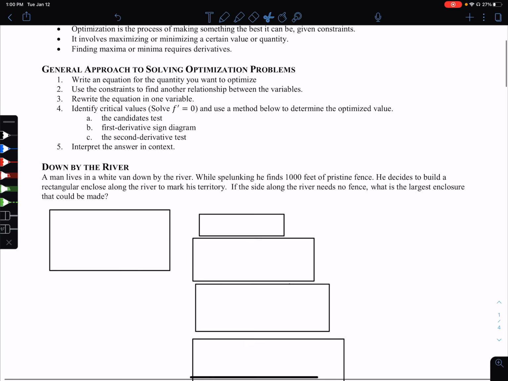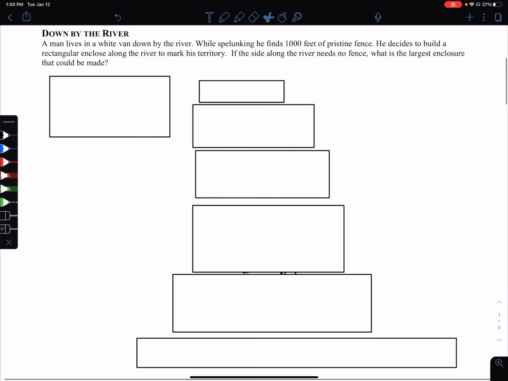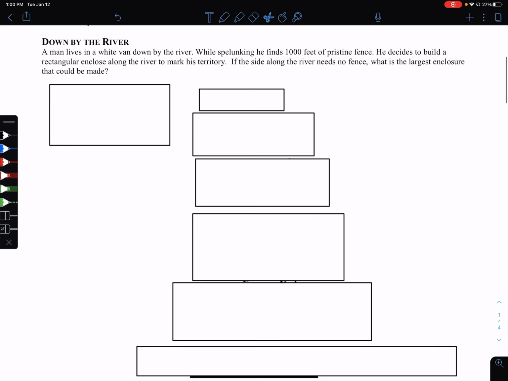Let's just take a gander at an example called Down by the River. A man lives in a white van down by the river. While spelunking, he finds 1,000 feet of pristine fence. 1,000 feet of pristine fence, this is a constraint.